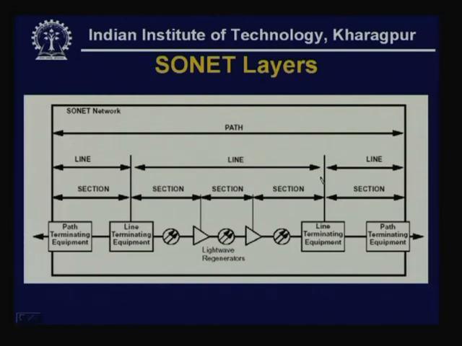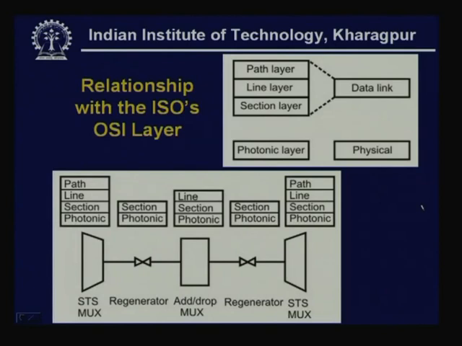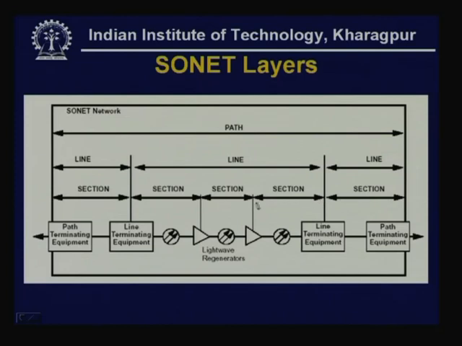Here let us see what we really mean by section, line and path. Between any 2 devices, between 2 regenerators, this is one regenerator, this is another regenerator, between any 2 regenerators, it is a section. Between the regenerator and the add drop multiplexer is a section. Between the add drop multiplexer and the STS multiplexer is a section. That means between any 2 devices a section is formed.